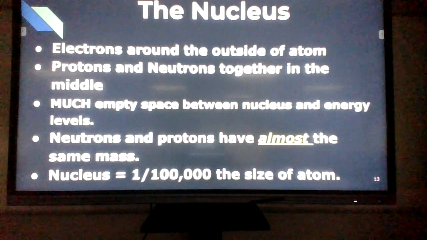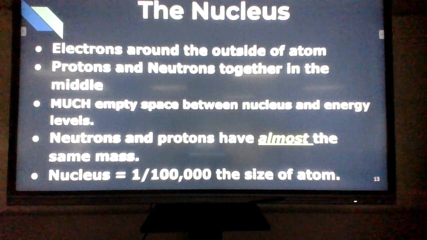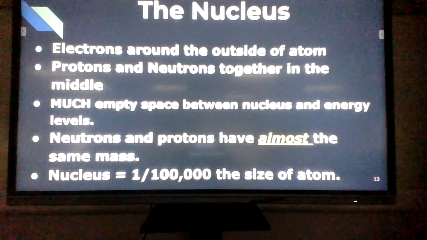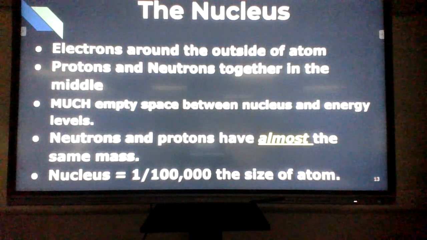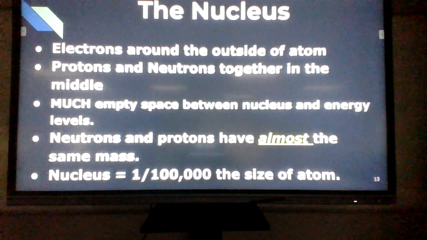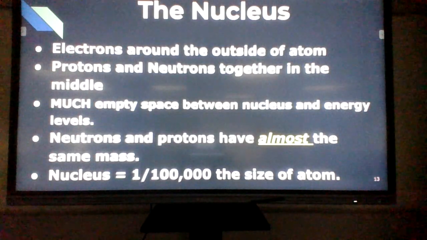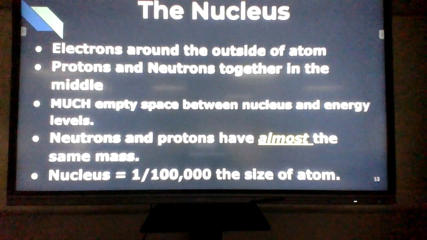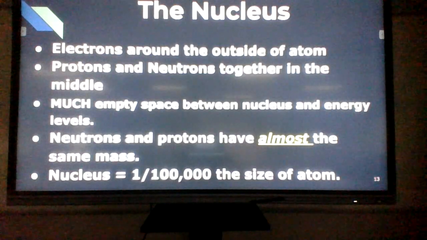Oh, the nucleus is very, very small compared to the size of the entire atom. 1/100,000th the size of the atom. That shows you that the electrons are really far away from the nucleus. Remember, nothing but empty space between the nucleus and the electron levels. Now we're ready.